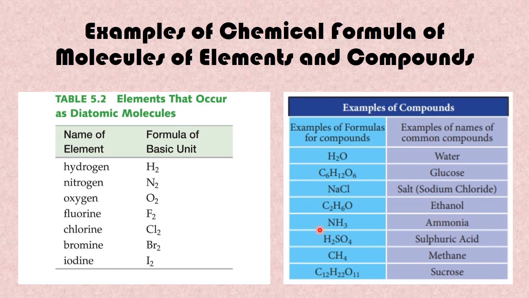In the case of ammonia, we have nitrogen and hydrogen. The ratio of hydrogen to nitrogen here is 3:1. So you have 3 hydrogen atoms and 1 nitrogen atom. Sulfuric acid, which is also known as tetraoxosulfuric acid, has 3 different elements that make up the chemical formula. You have hydrogen, sulfur, and oxygen. You have 2 hydrogen atoms, 1 sulfur atom, and 4 oxygen atoms. We have methane, which is CH4. We have sucrose, which is a sugar. We have 12 carbon atoms, 22 hydrogen atoms, and 11 oxygen atoms.